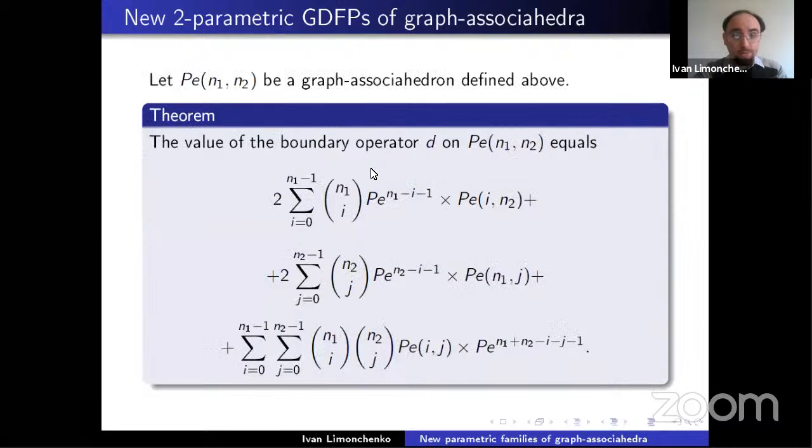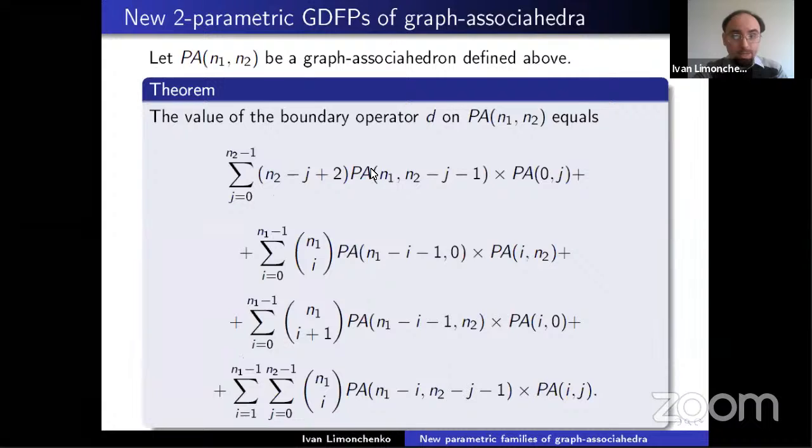Let me give the boundary values. The values of the boundary operator D contain, you see, permutahedra and the members of the same family. But permutahedra are also members of this 2-parametric family, as I showed on the previous slide. It's just an initial condition for this. So we obtain that this is a D-closed family. So it's closed with respect to application of the differential operator, of the boundary operator. And regarding PA, it is also a D-closed family. As you can see, there are only PAs here of smaller dimensions. It is also closed with respect to the differential operator.